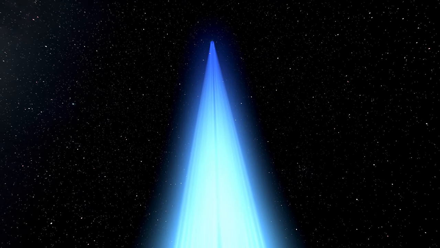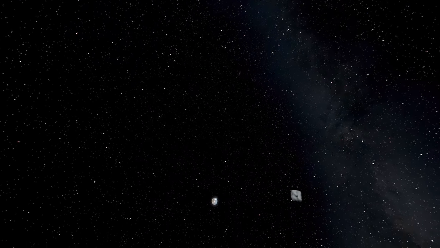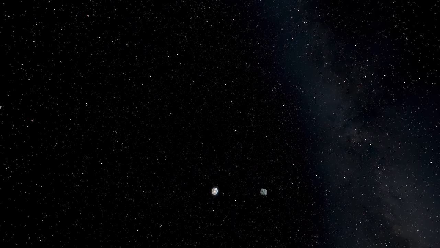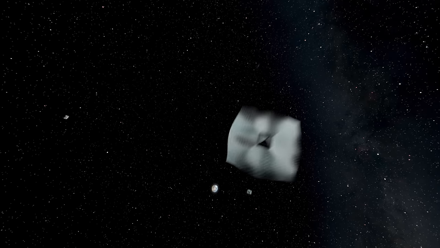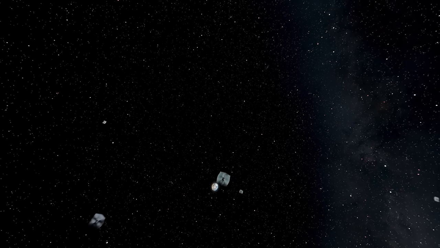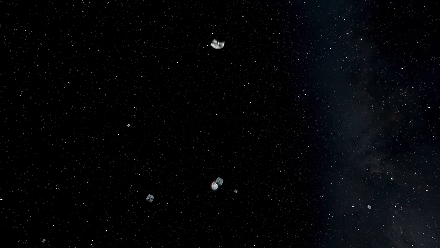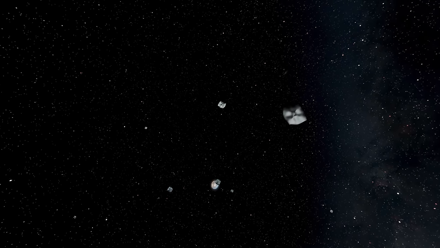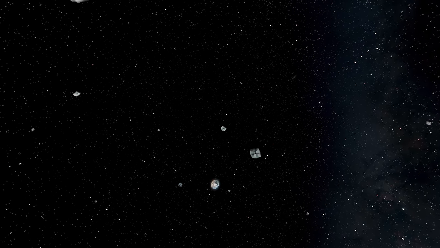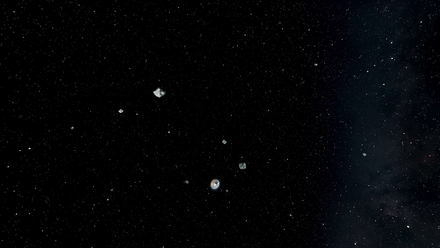In just 20 years, a fleet of laser-powered craft approaches Proxima B. They send their data, bouncing from one craft to the next, on a 4-year return journey to Earth. If Proxima B proves a worthy destination, there are technologies on the drawing board that promise an even faster ride.